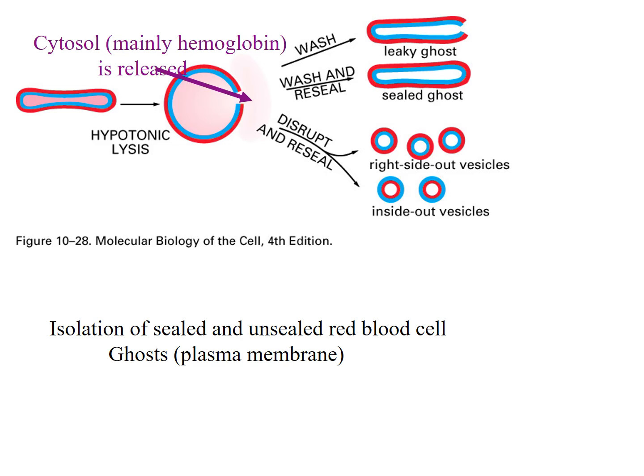So hemoglobin's sitting there, and when you open them up, the hemoglobin's released. And so there's no hemoglobin in these right side out or inside out vesicles here. No hemoglobin.